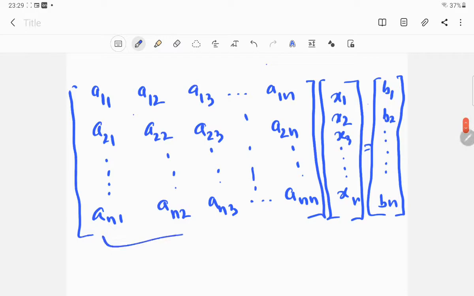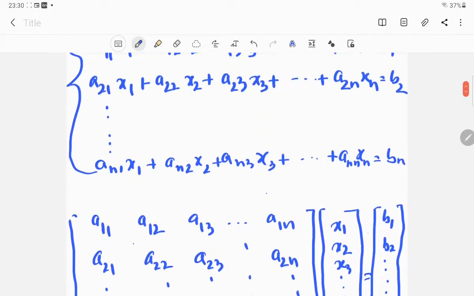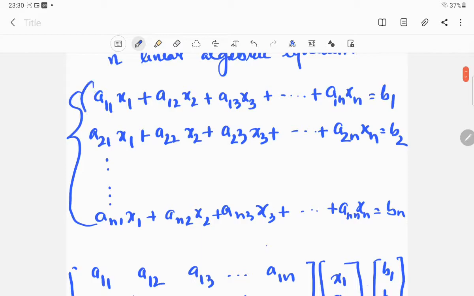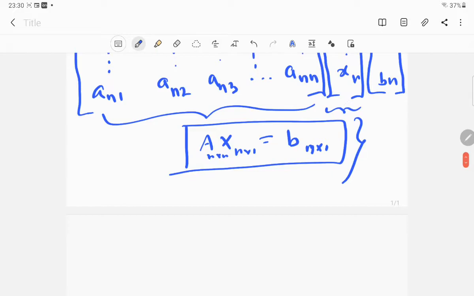You can see this whole thing we can write as a matrix A. It is an n by n matrix. X is n by 1, a column matrix, and b is again an n by 1 column matrix. So this whole set of equations can be written in the form of a matrix multiplication, or matrix equation.